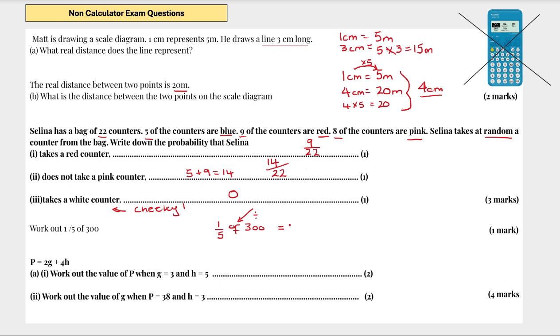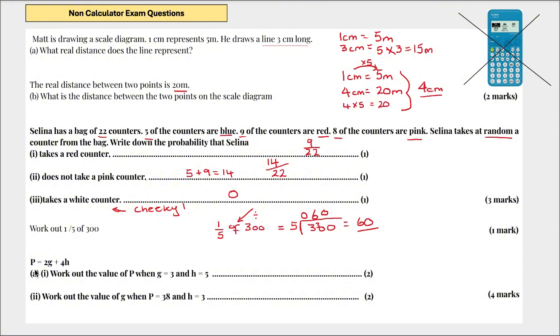So I haven't got a calculator. I do know the answer just by my own in my head, but I'm not going to do it in my head because that's not going to give you method marks, is it? So we're going to do bus stop method. 5's into 3 does not go. Carry the 3, 5's into 30 goes 6 times. And carry the 0. So the answer is 60. So 1/5 of 300 is 60.